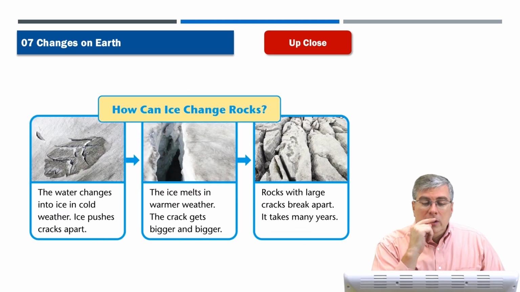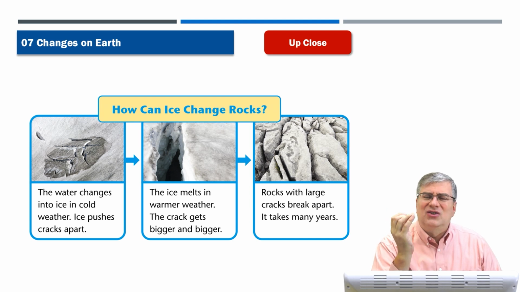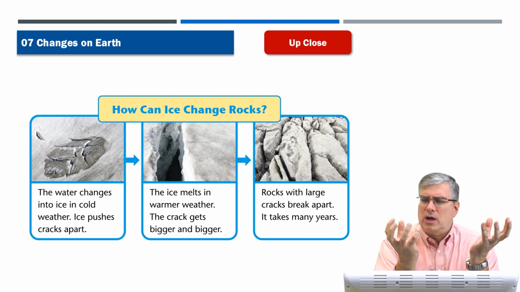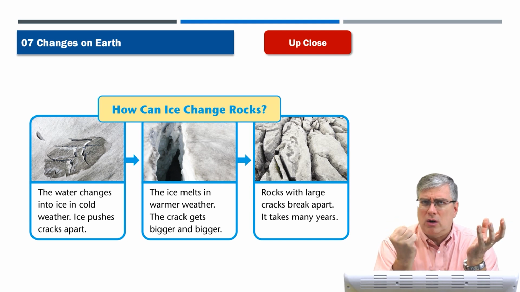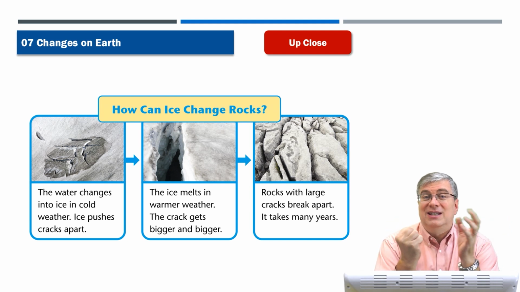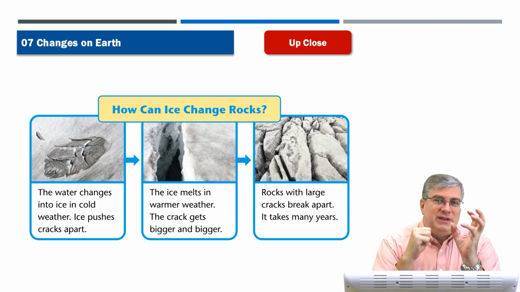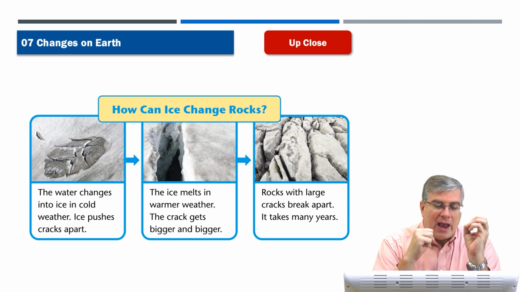So when we look in detail at one of those changes, like, for example, glaciers are ice, how can ice change rocks? That's an interesting idea. Ice is really just frozen water. Water isn't as strong as a rock. A rock is heavier and stronger, right? But ice can change rocks. How? Well, remember, water changes into ice when it's cold, and then it melts when it's warm.